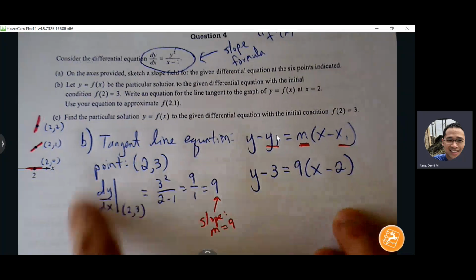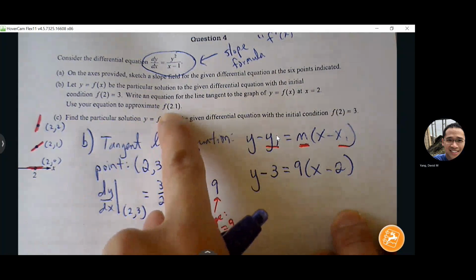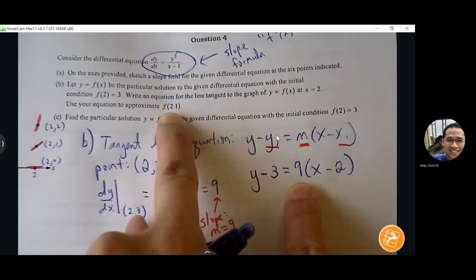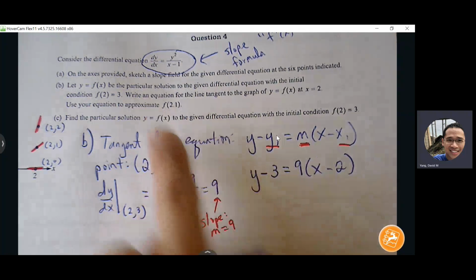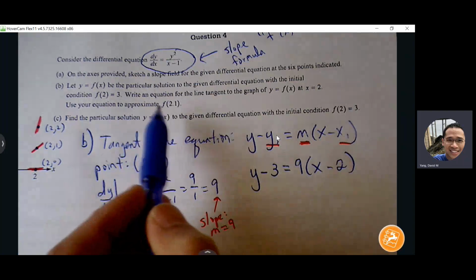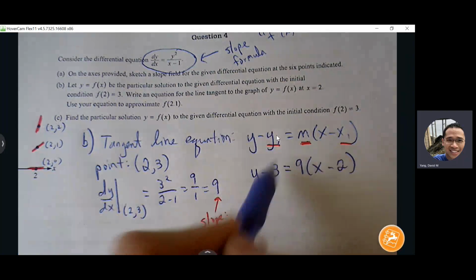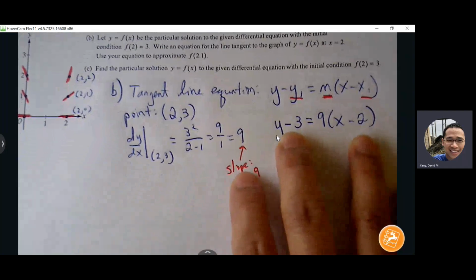So the next part is, it says, use your equation to approximate f of 2.1. So what do you think we're gonna do with this? Yeah, 2.1 in for what? X, yep. So that's all you're doing. Tangent line equation, this is linear approximation. All that means is take the x value that they give you, put it into the x, and get an approximation. Okay. Typically, I like to solve for y just to make it a little bit cleaner here.